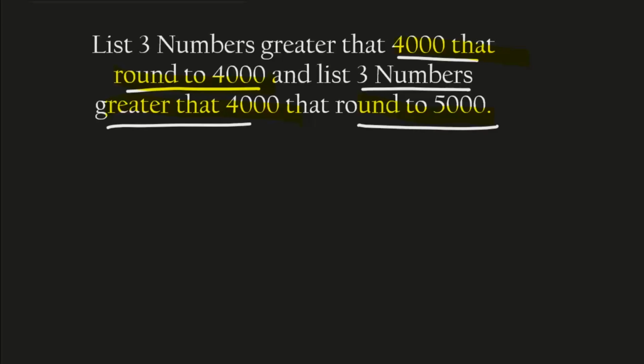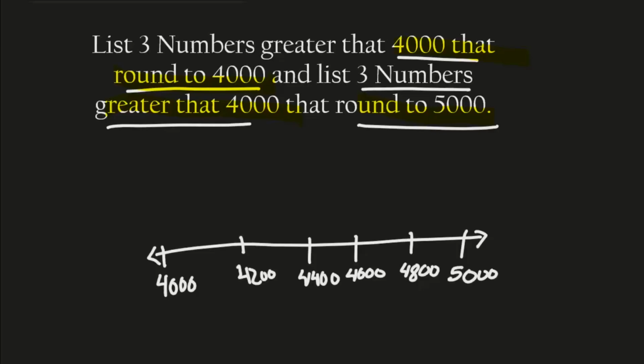Well, it does sound confusing, but it's not as confusing as it sounds. So why don't I just go ahead and show it to you guys? So first, let's draw a number line. Okay, now let's take a look at this number line. It starts off with 4,000 and ends with 5,000. So now, we need to find 3 numbers that round to 4,000 and 3 numbers that round to 5,000 in this number line.